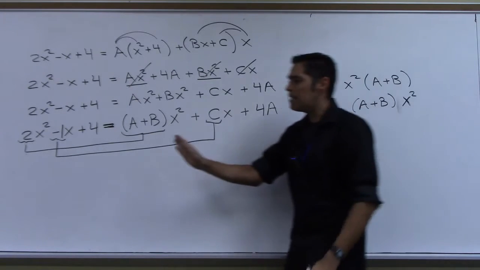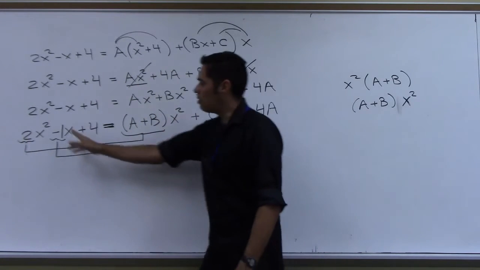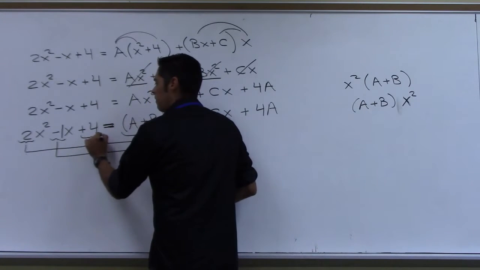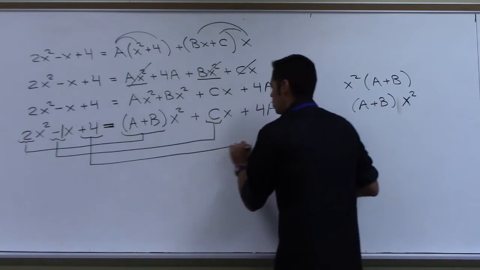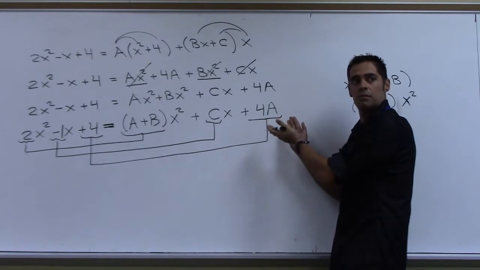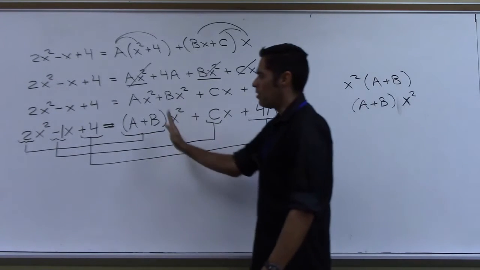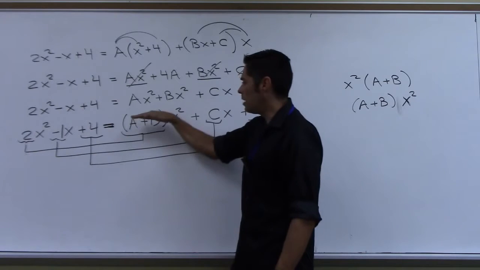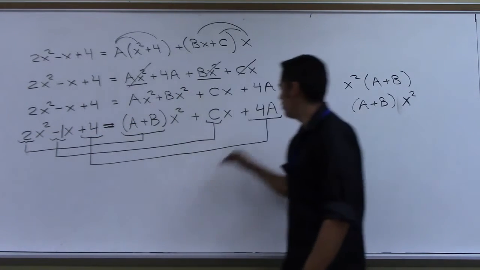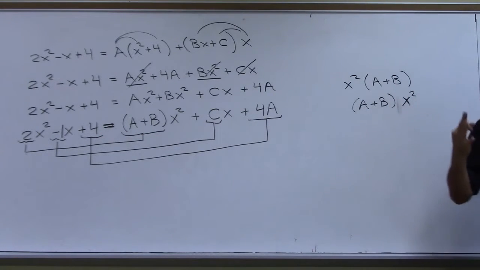So what we're doing is we're matching coefficients. The coefficient of x squared must match the coefficient of x squared. The coefficient of x must match this coefficient of x. And the number that's by itself, 4, must match the thing out here that's by itself without any x's. Right? So what we get from this are three relationships: the relationship between a plus b and 2, the relationship between c and negative 1, and the relationship between 4a and 4. And that's three equations that we can now create.